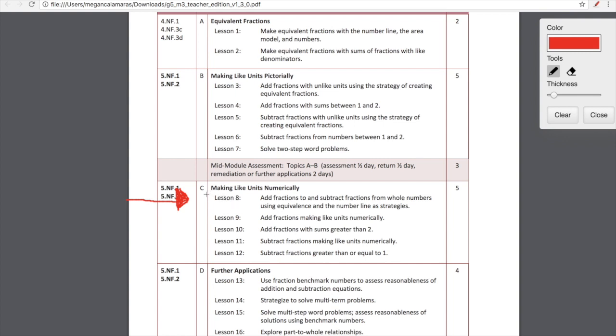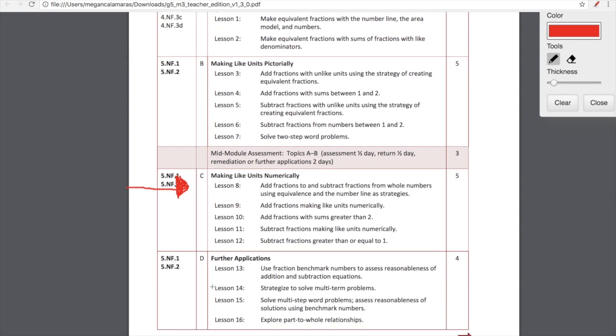And then topic C, we're going to practice making like units numerically. So instead of drawing our like units, we're going to do a more traditional, quote-unquote, standard algorithm, and that will be lessons 8 through 12. And then we have this kind of funny topic called further applications, where we're going to add and subtract multi-term, and then kind of word problems. So that'll be lessons 13 through 16.